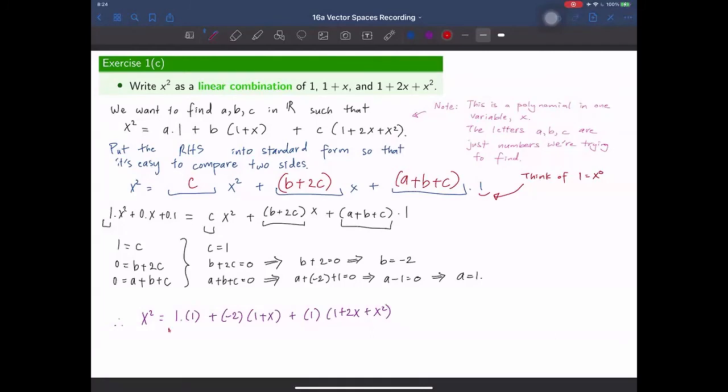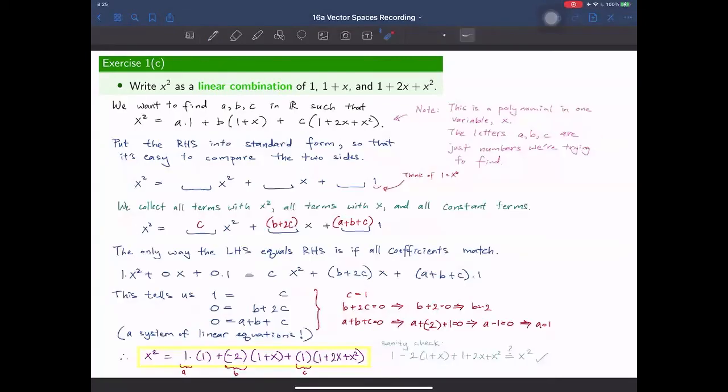So here 1 is because a is equal to 1, and -2 is because b is equal to -2. And this 1 here is because c is equal to 1. We should do a sanity check that this linear combination of the three polynomials is in fact equal to x squared. And yes, that is true.